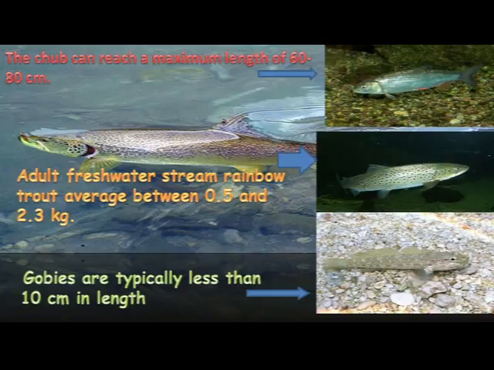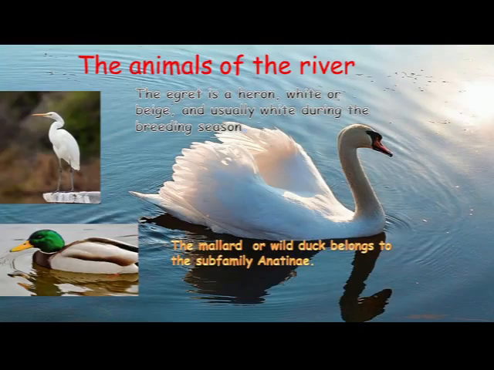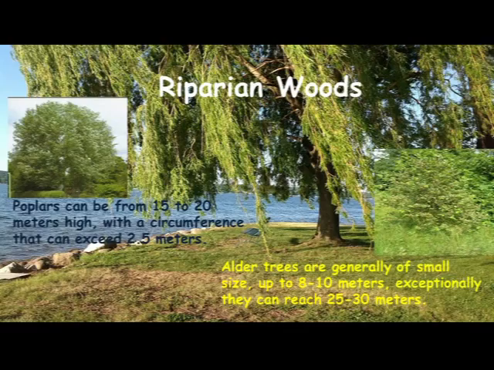The animals of the river. The egret is a heron, white or beige, and usually white during the breeding season. The mallard or wild duck belongs to the subfamily Anatinae. Riparian woods. Poplars can be from 15 to 20 meters high with a circumference that can exceed 2.5 meters. Older trees are generally of small size, up to 8 to 10 meters. Exceptionally, they can reach 25 to 30 meters.